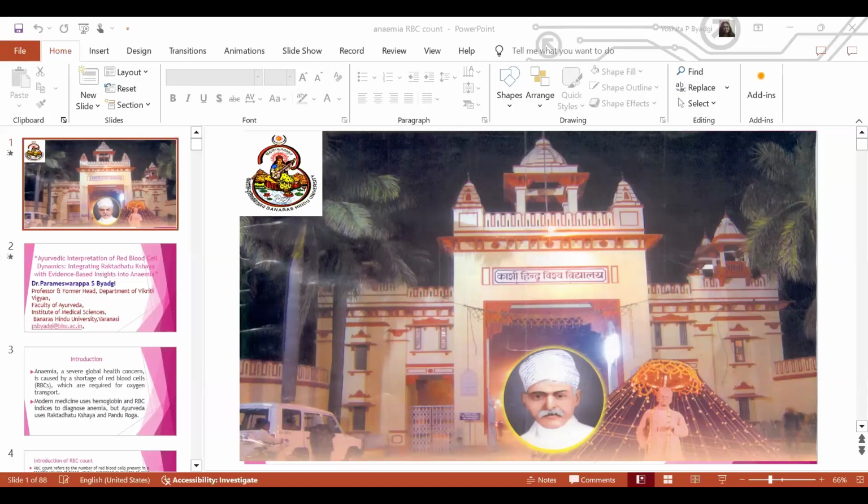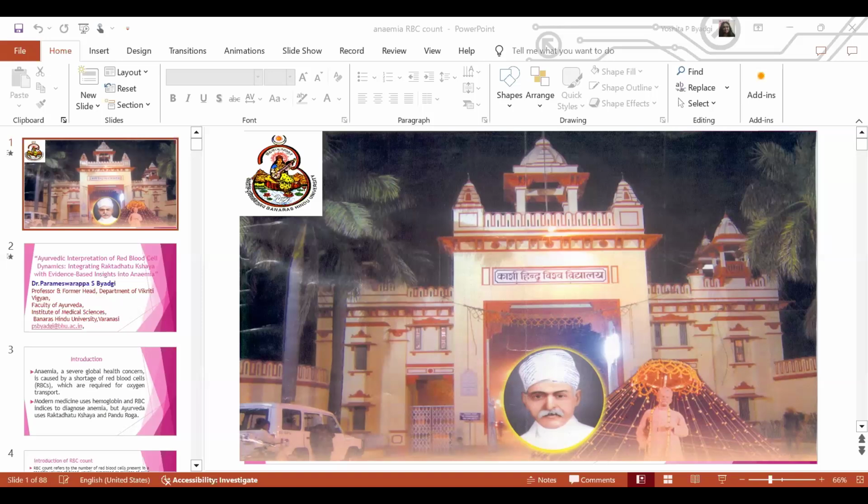So what is the clinical significance of this? If the RBC count is reduced, it is called erythrocytopenia, and the most common presenting symptom is anemia. So what may be the causes which may be responsible?